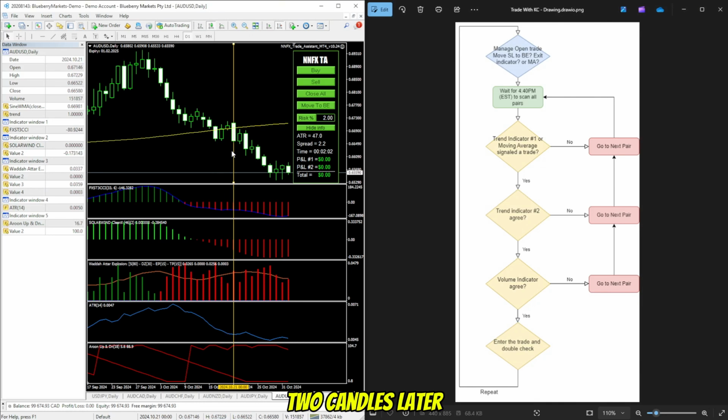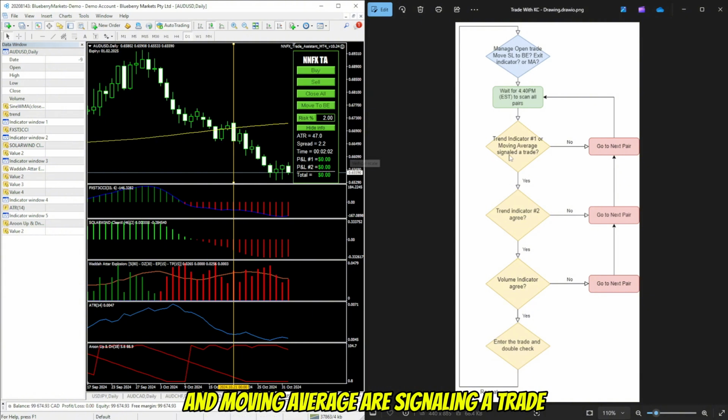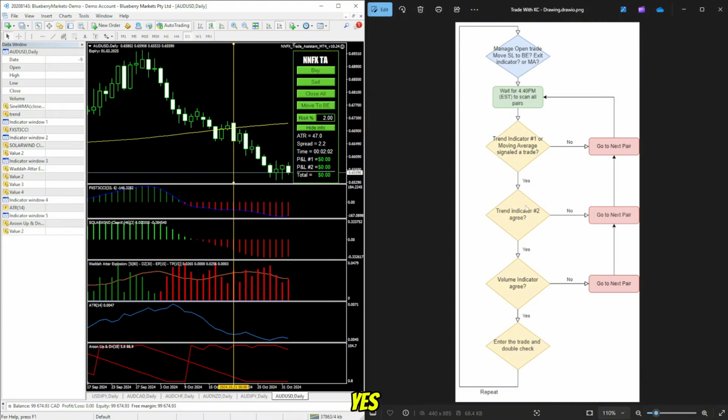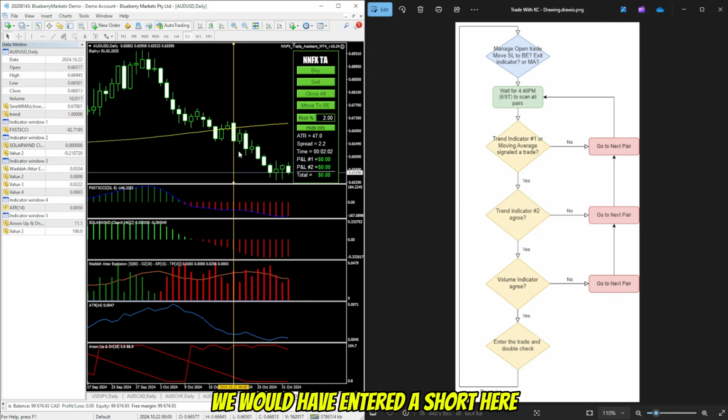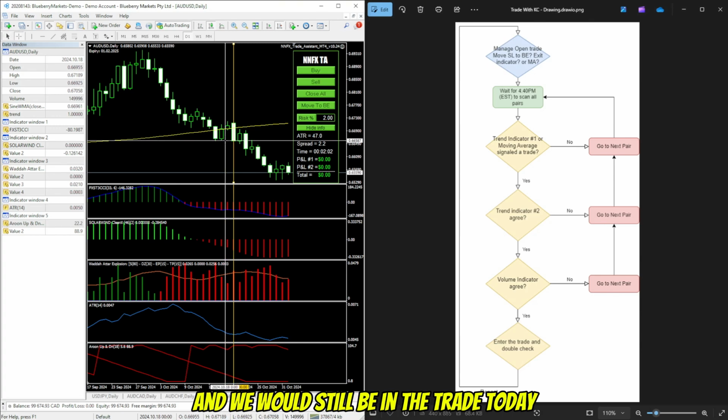2 candles later. Are trend indicator number 1 and the moving average signaling a trade? Yes. Does trend indicator number 2 agree? Yes. Does the volume indicator agree? Yes. We would have entered a short here and we would still be in the trade today.